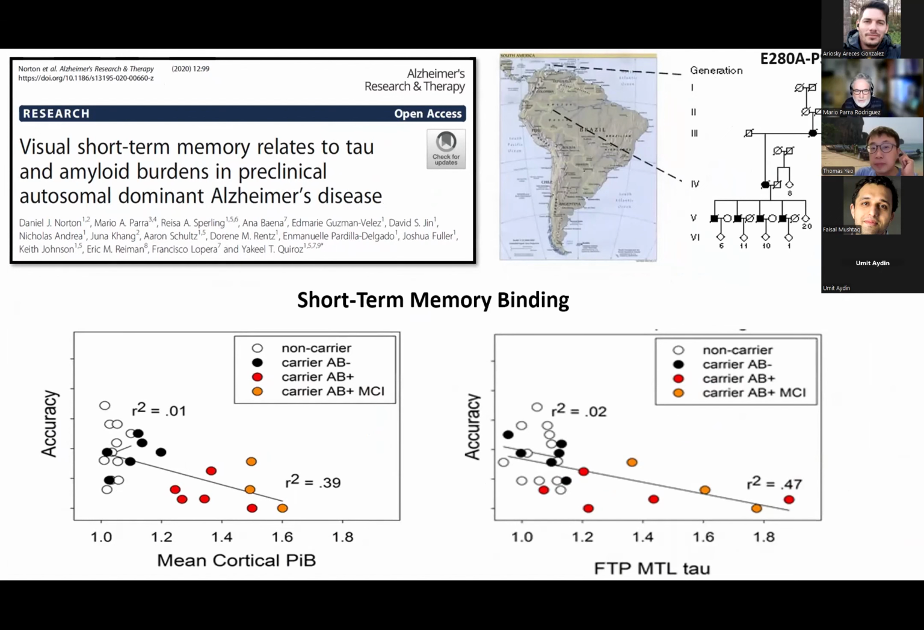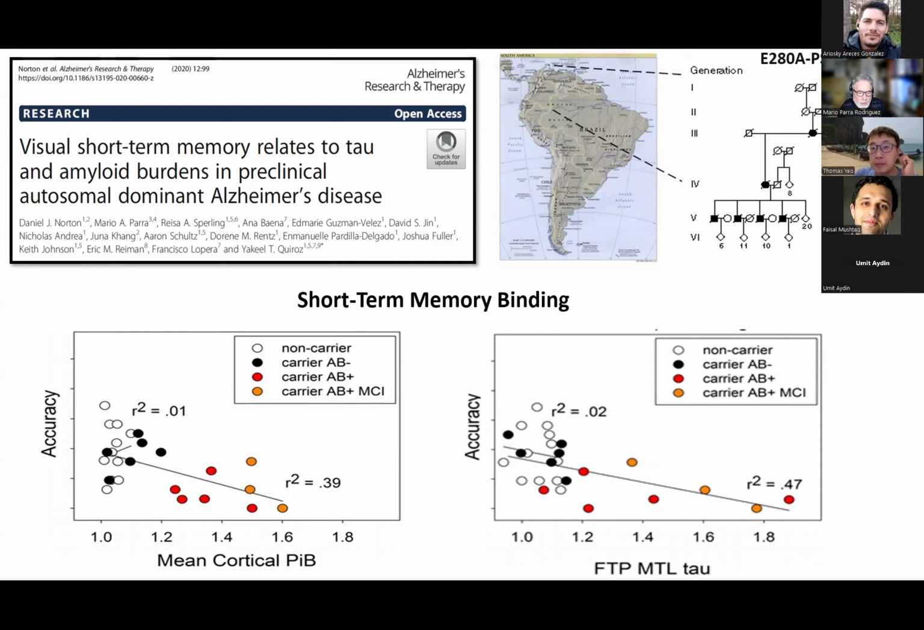Jaquel Quiroz from Massachusetts General Hospital, we explore, using amyloid and tau PETs, the association between this memory binding ability and the accumulation of these abnormal proteins in the brain in mutation carriers of this autosomal dominant type of familial Alzheimer's disease. And we look at carriers who were asymptomatic, but A beta positive, A beta negative, and we also look at carriers that were in the tau pathology stages.